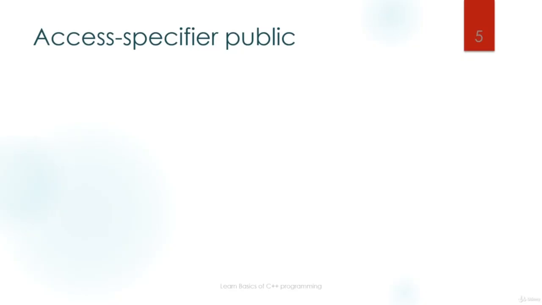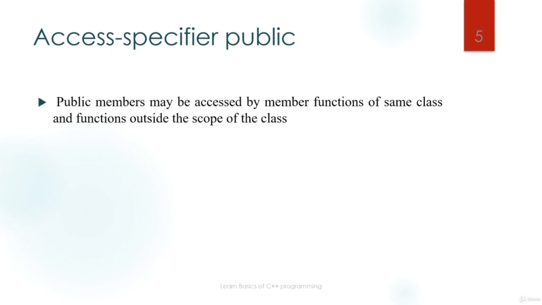The next access specifier that we are going to see is the public. The public members may be accessed by the member functions of the same class and the functions outside the scope of the class, which means that the public members are accessible from any part of the program. The member functions are normally declared as the public, which means if we forgot to declare the access specifier for the member functions, at that time the member functions will be considered by default as the public.